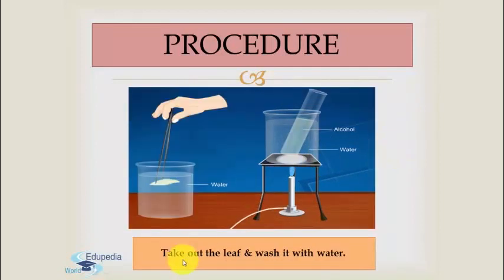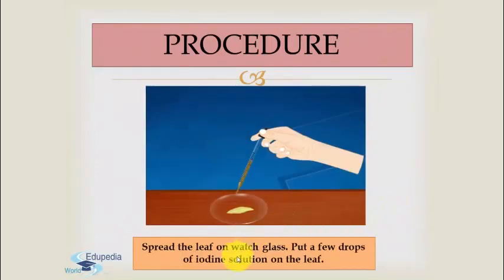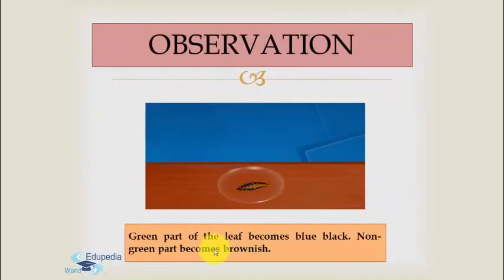Then we have to take out the leaf and wash it with water. As you can see that we have taken out the leaf and we are washing it in water. Next we have to spread the leaf on watch glass and put a few drops of iodine solution on the leaf. The green part of the leaf becomes blue-black and the non-green part becomes brownish. This was what we observe after adding iodine to the leaf.